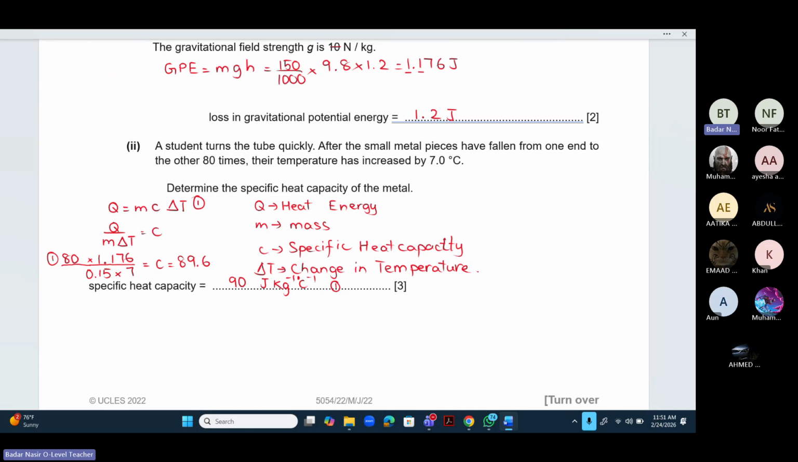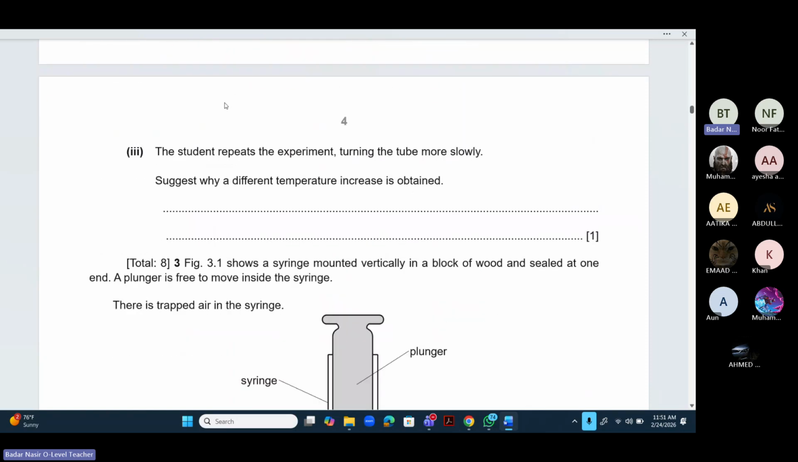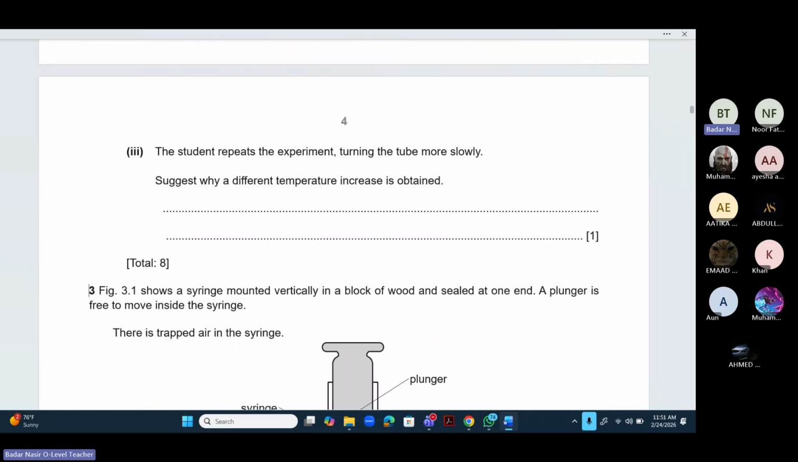per degree Celsius. Okay, now the student repeats the experiment, turning the tube more slowly. Suggest why a different temperature increase is obtained. ठीक है? Okay, so अब आपसे वो कह रहे हैं कि the student has performed the experiment again. This time he is turning the tube slowly. So when he turns the tube slowly, suggest why a different temperature increase is obtained.